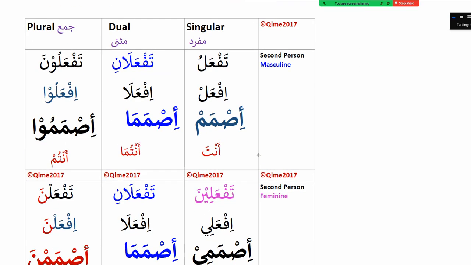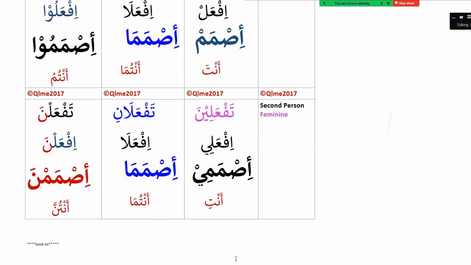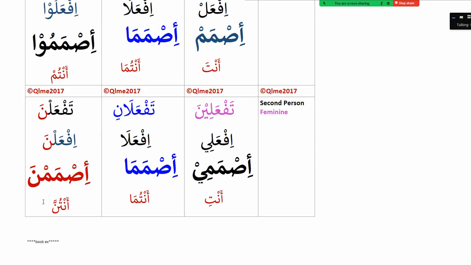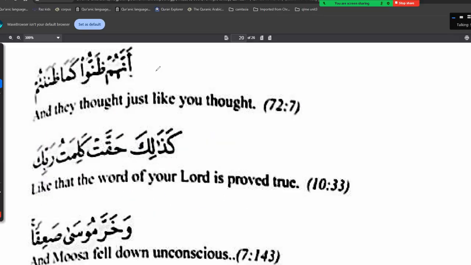And the regular fi'l amr chart is going to follow the if'al, if'ala, if'alu pattern. It becomes ismam, ismama, ismamu, ismami, ismama, ismamna. These are the Quranic examples from the book. A'udhu billahi minash shaitanir rajim. Bismillahir rahmanir rahim. Annahum dhannu kama dhanantum. And they thought just like you thought.